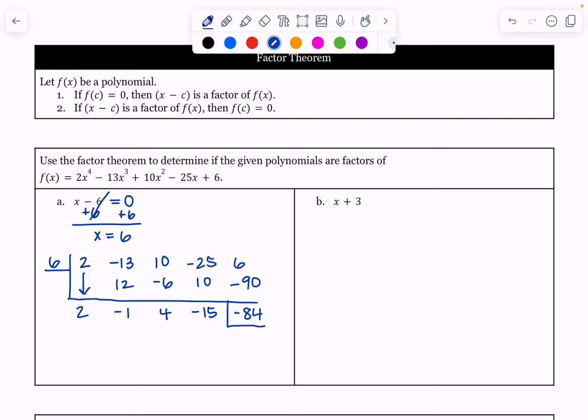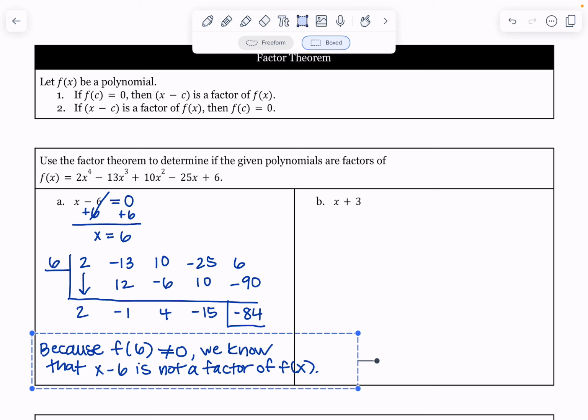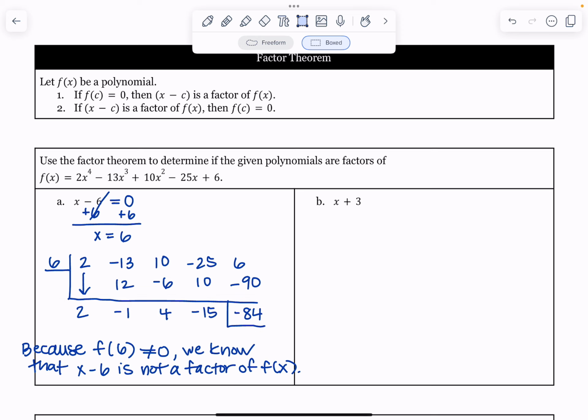So because f of 6 does not equal 0, we know that x minus 6 is not a factor of f of x. Let me move that over a little bit. But because f of 6 is not equal to 0, we know that x minus 6 is not a factor of f of x. All right, let's do the same thing on part B.